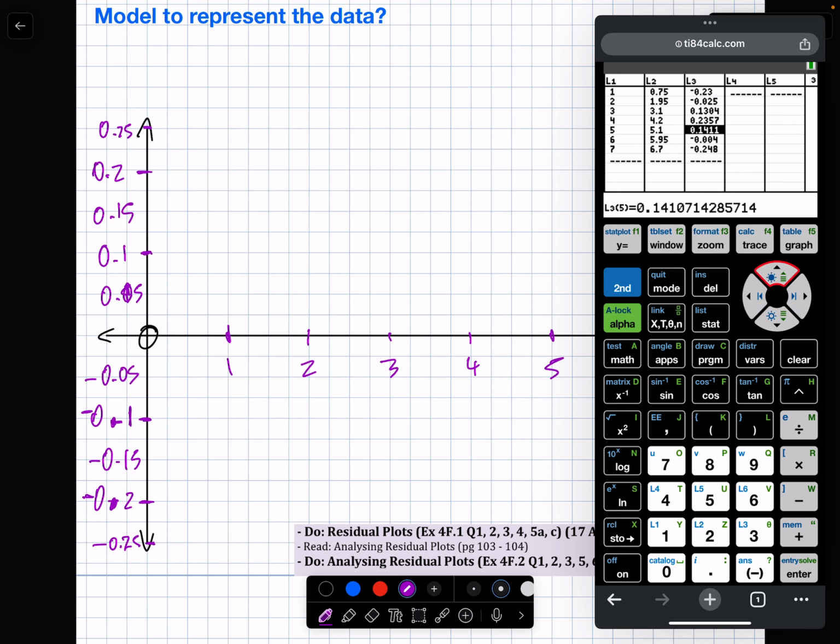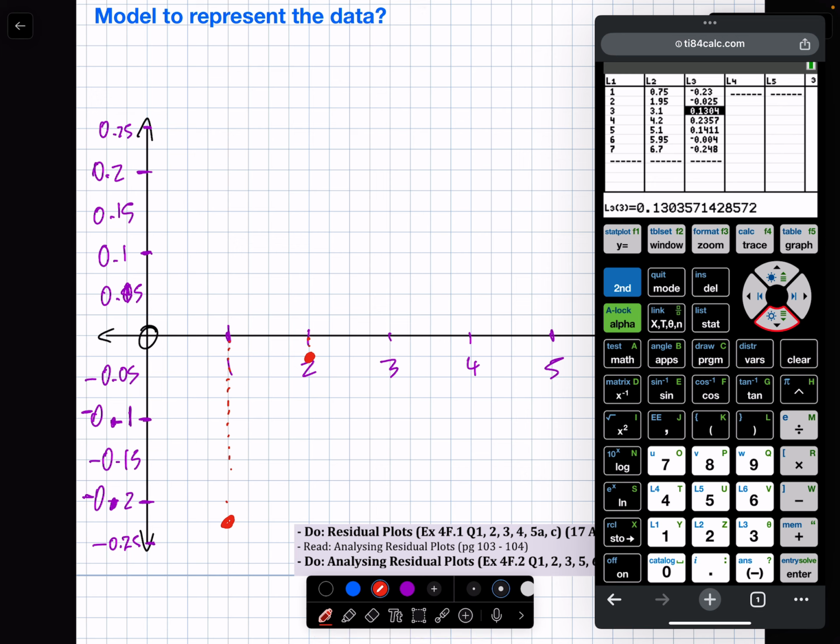So what is the residual for x equal to 1? It tells me negative 0.23. So I'm going to have to draw a dot. At 1, I'm going to go down. Negative 0.2 is there, 0.23 sort of there, between 0.2 and 0.25. I've done the first one. When x is 2, residual, negative 0.025. So that's going to be there. 2 residuals drawn.